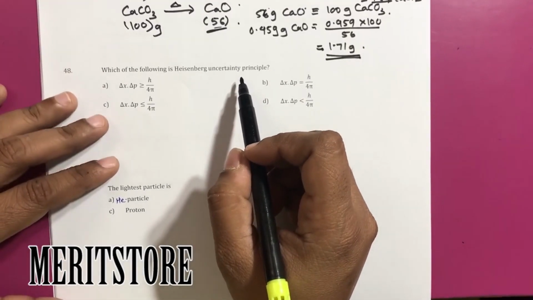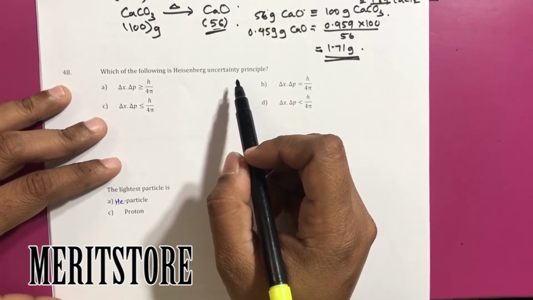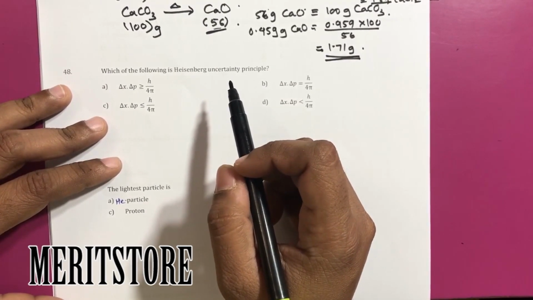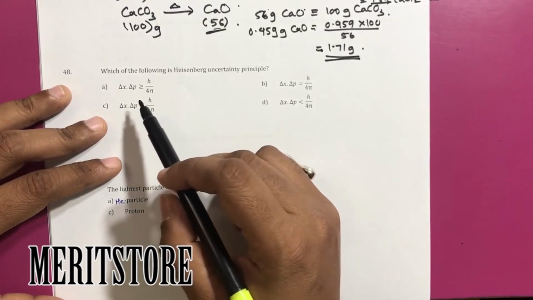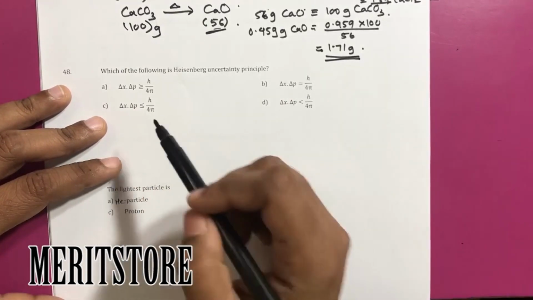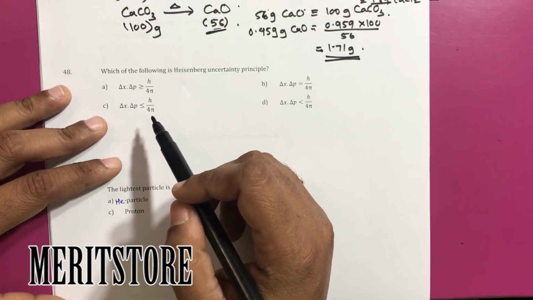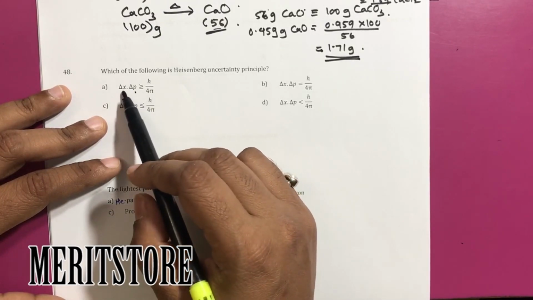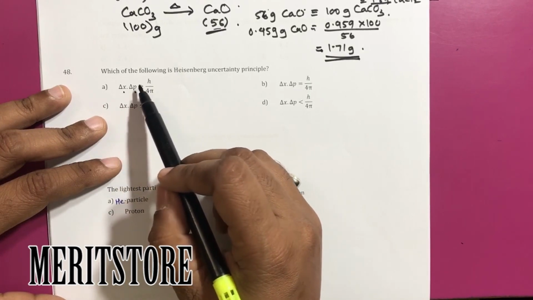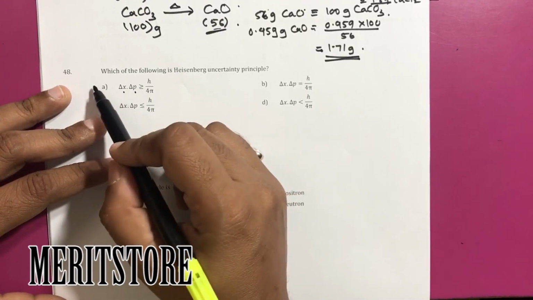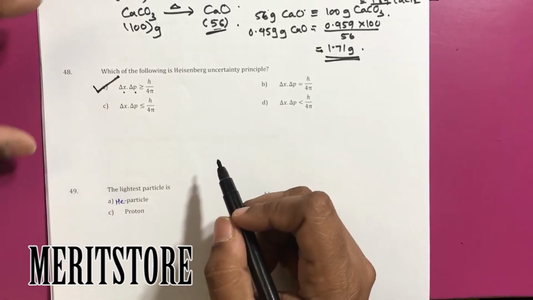Question number 48 is, which of the following is the Heisenberg's uncertainty principle? Heisenberg's uncertainty principle says that it is impossible to determine or specify with certainty the position and the velocity of that particle. So momentum P and the position, both are uncertain. So delta x into delta P is greater than or equal to h upon 4 pi. Hence option A is correct.